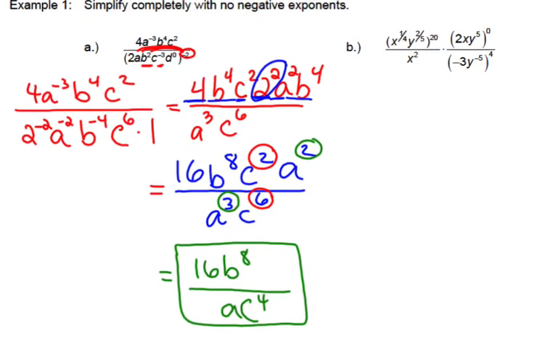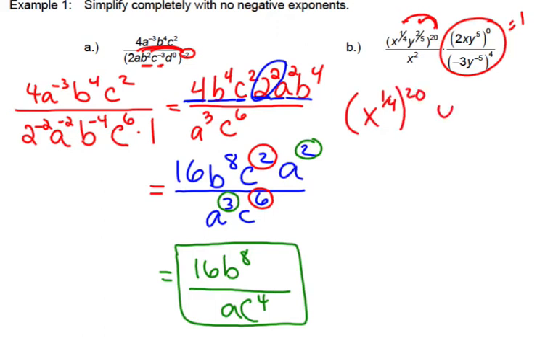Same idea. First of all, look at this term right here. My numerator is being raised to the 0. That's just going to be 1, so we don't have to mess with any of those numbers in there. On the left, though, I have this exponent of 20. I'm going to go ahead and multiply that to each term. So I have x to the 1/4 raised to the 20th, y to the 2/5 raised to the 20th, all over x squared.